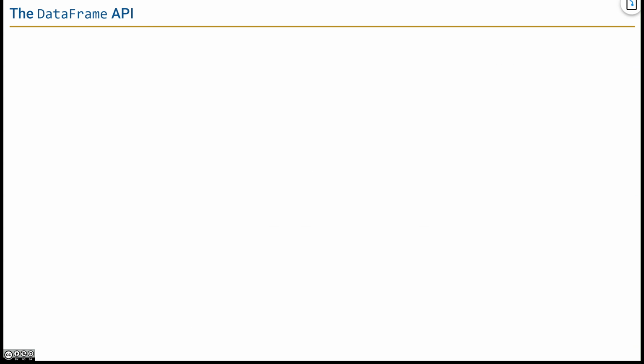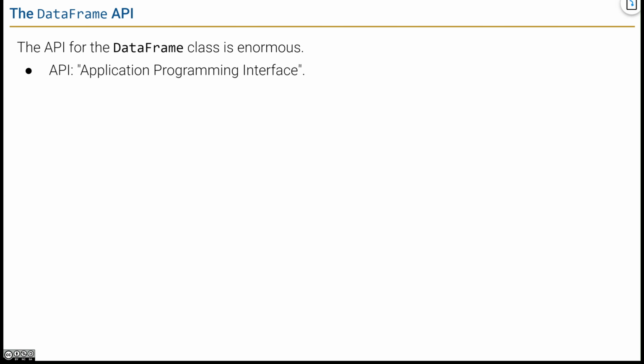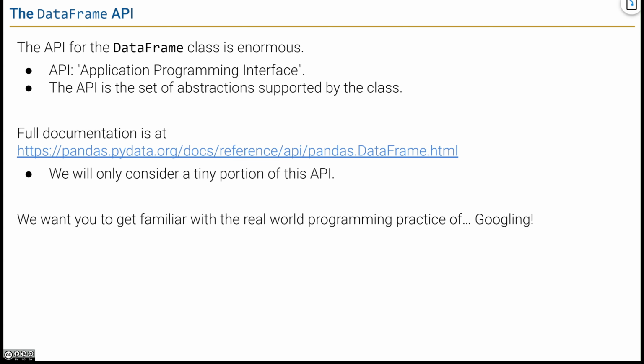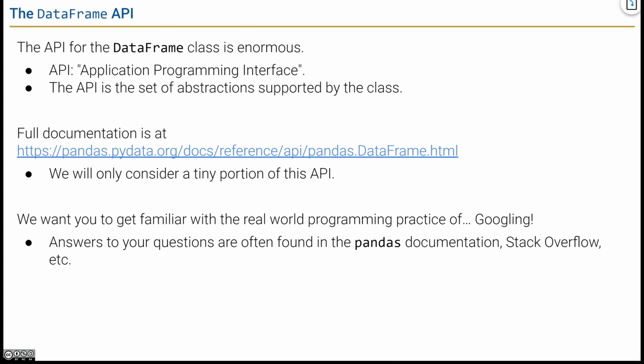I want to give a caveat before we jump into creating data frames that the API, or the Application Programming Interface, for the data frame class is enormous. There is no way we're going to be able to touch on even a small fraction of everything that it can do. So I really want to point you towards the documentation as well as just the real world practice of looking up questions that you come across as you're starting to play around with these data frames.